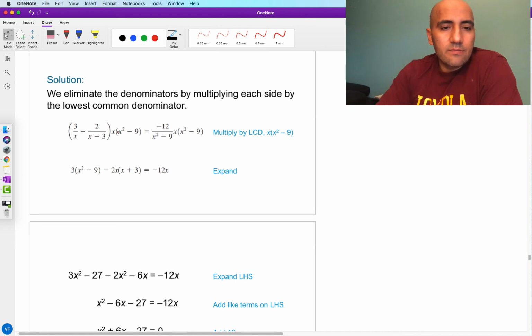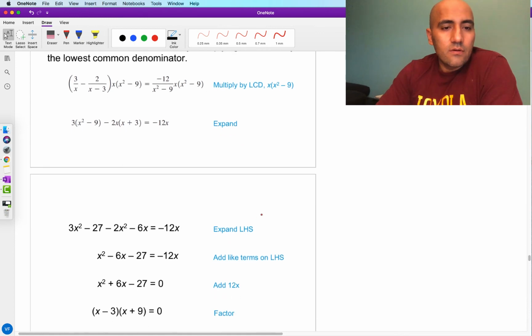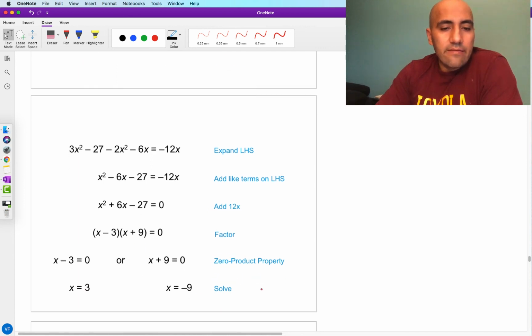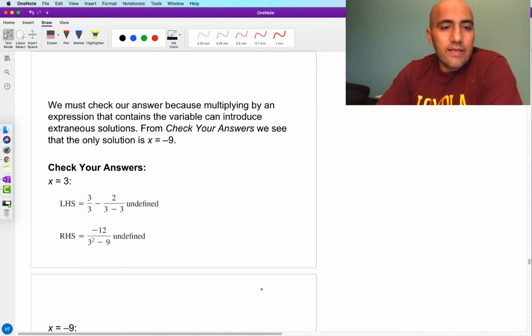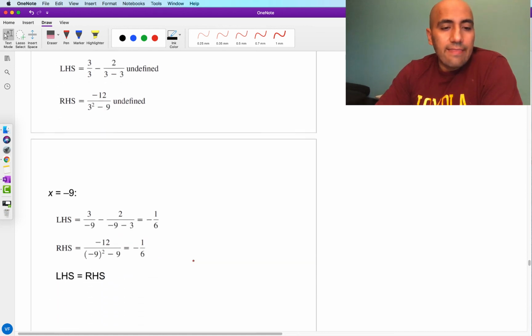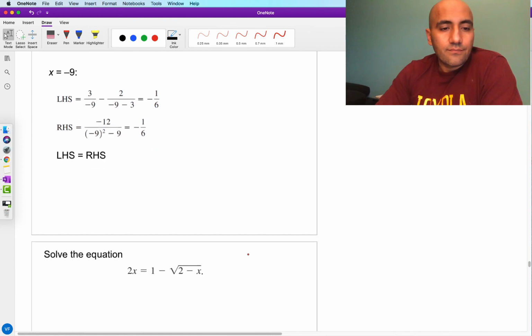Multiplied both sides by this. Good. Reduced. We got to that. Distribute. Combine like terms. We end up with this. Factors into that. We got the 3 and the negative 9. And then if we plug it into our equations, we see that the 3 causes a problem. We get undefined. And that the negative 9 works out well. So both of them give you a true statement. Okay, so negative 9 is the only solution.